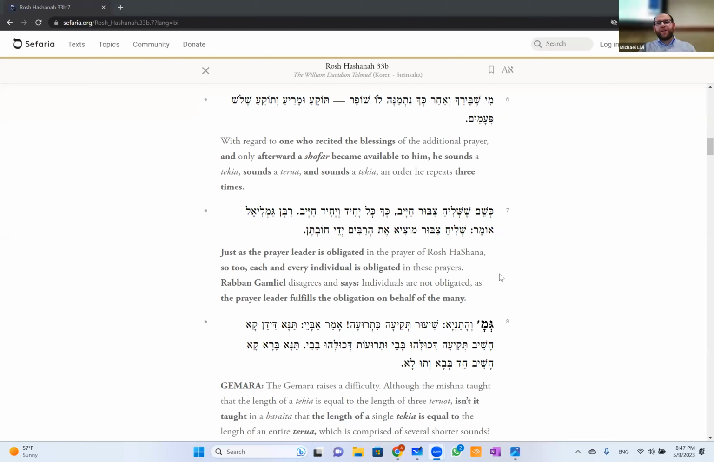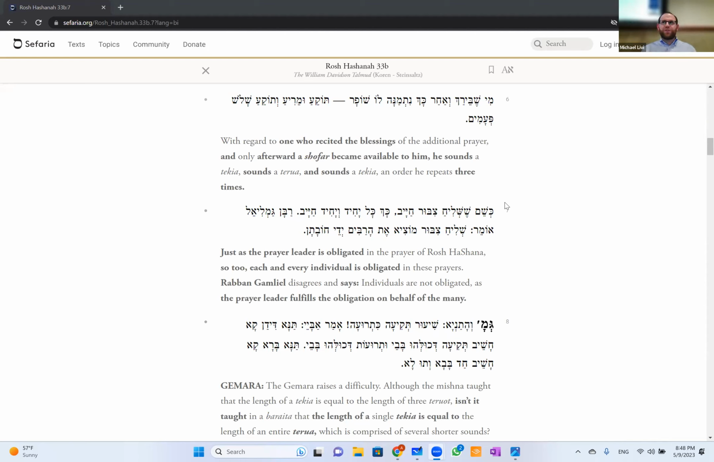And now the fifth rule of the Mishnah, let me share my screen. Kishem shesh'liach tzibur chayav, kach kol yachid v'yachid chayav. Now we're learning a law that's not unique to Rosh Hashanah, but it has to do with any Amidah, any Shemona Esrei. What we say is, the same way that a Shliach Tzibur needs to pray, so too all of the individuals need to pray.